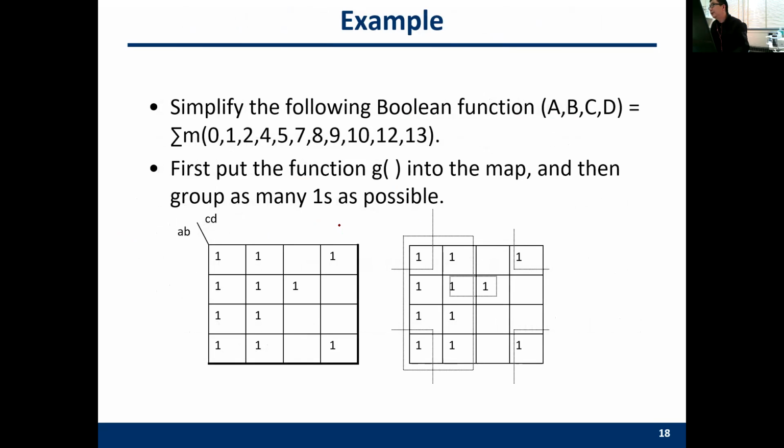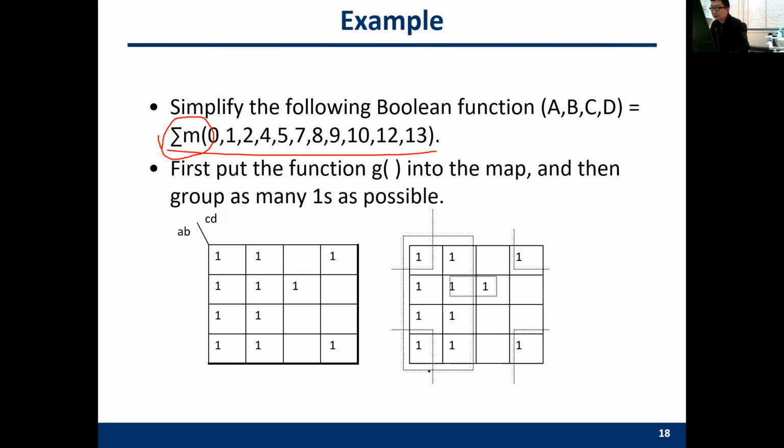So here is one example of how to simplify this canonical form. Remember, if something can be written as the sum of minterms, that is the canonical form. Because you have 0, 1, 2, 4 here, you can fill in the 1s based on the canonical form. And then you can group them, these ones.